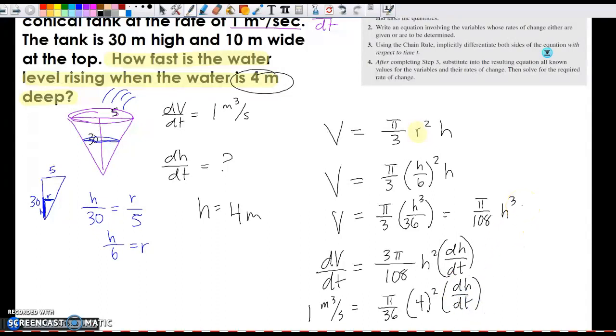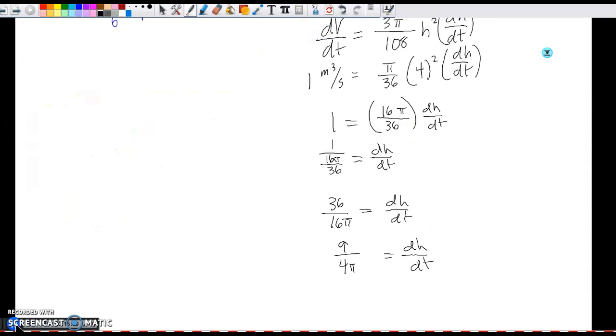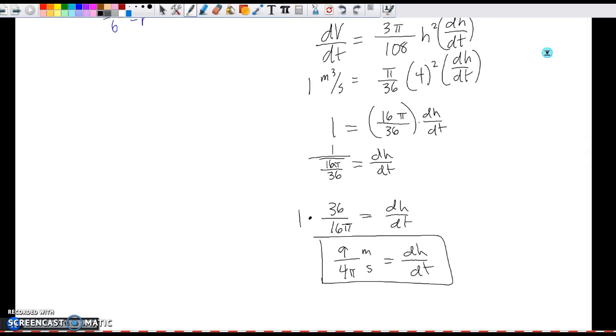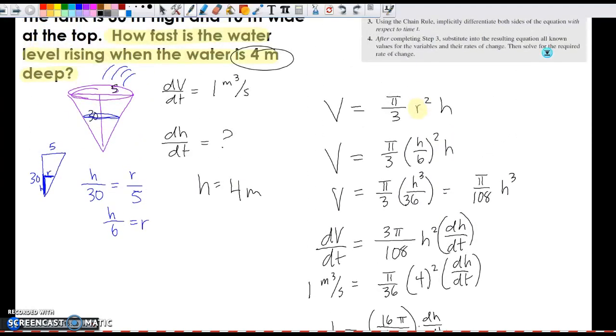So now I'm going to pause and do the algebra. You can see now that I plugged in the 4 there, I squared it, I got 16, multiplied by that fraction, it'd be 16 over 1, so I get 16 pi over 36 times dh/dt. When I divide 1 by a fraction, you basically multiply by its reciprocal, so it's actually 1 times the reciprocal of that fraction, which is this thing turned upside down. Then I can reduce that fraction to make it 9 over 4 pi, and again, this is height per time, so it'd be meters per second. So the water level is changing at 9 over 4 pi meters per second at that exact moment when the height is 4.